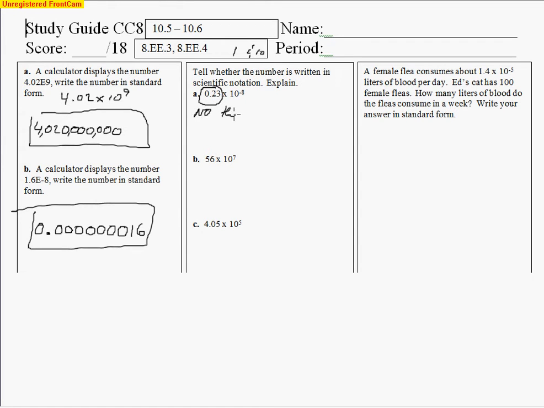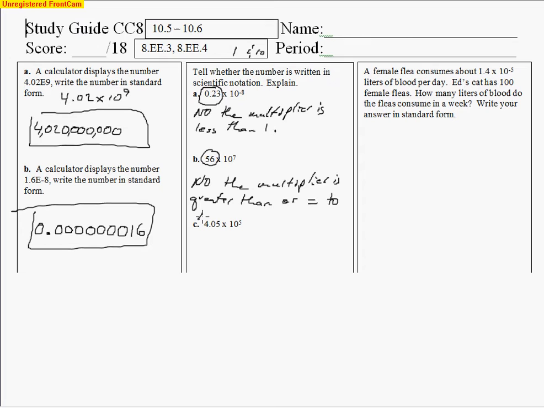The multiplier is less than 1. Moving on to the next one, here the multiplier is greater than 10, so this is another no. The multiplier is greater than or equal to 10. It can't be greater than 10, and it can't even equal 10.